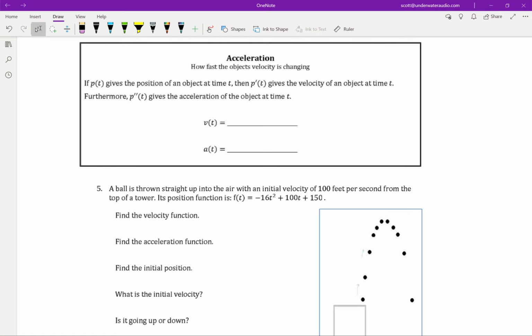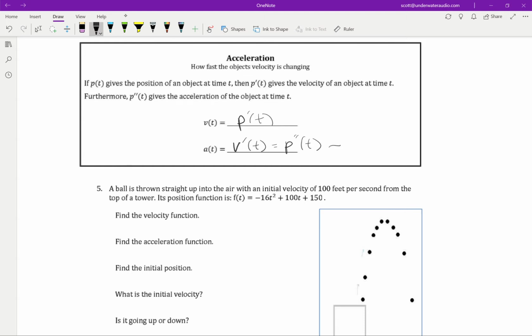So if p of t gives the position of an object at time t, then p prime of t gives us the velocity. So we knew that already. The second derivative gives us the acceleration. So if you have v of t, that's the same thing as the change in position or the derivative of position. And if you have acceleration, that's the same thing as the derivative of velocity. It's also the second derivative of position.